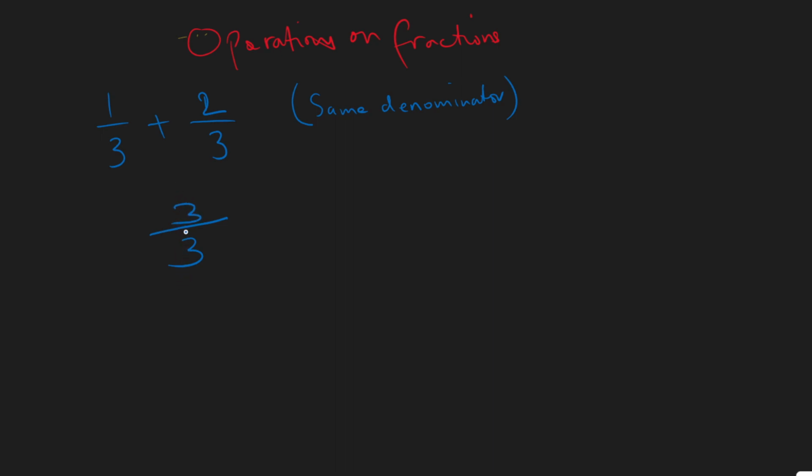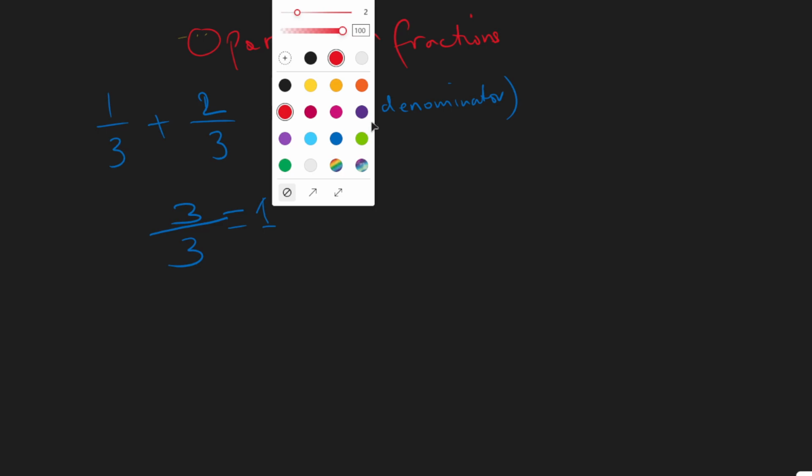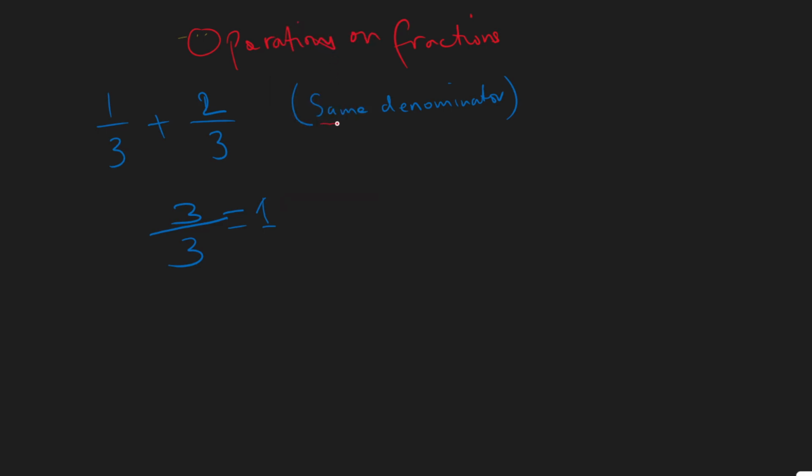That's 3 over 3. But if you get a pizza and you give 3 pieces to your friends, that's the total. So basically, you get nothing left. You have used the whole pizza, which is equal to 1. Okay, 3 over 3 is equal to 1. So that's when you're adding fractions with the same denominator, you keep the denominator and you add the numerator.